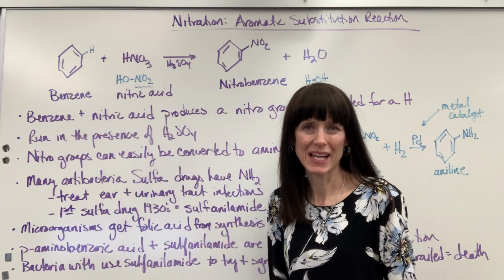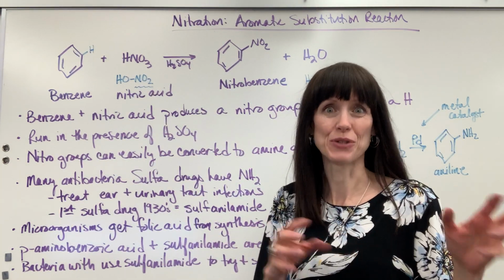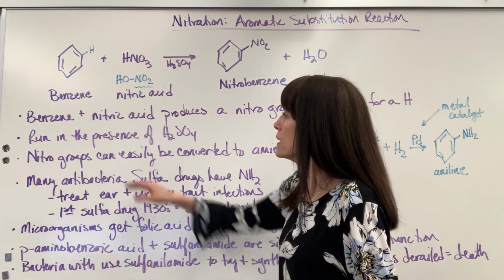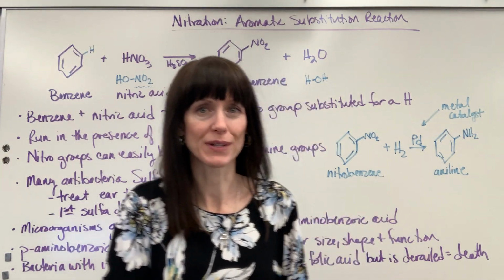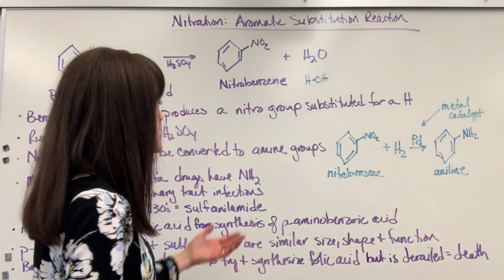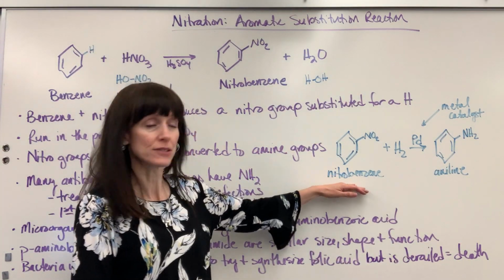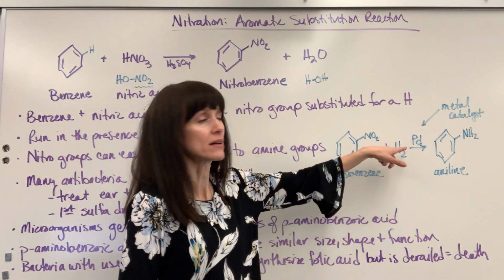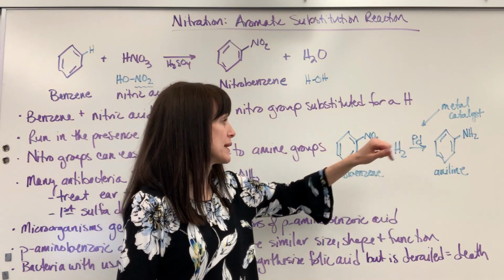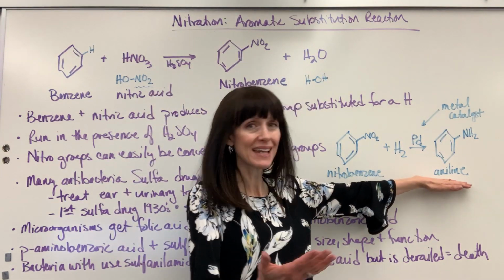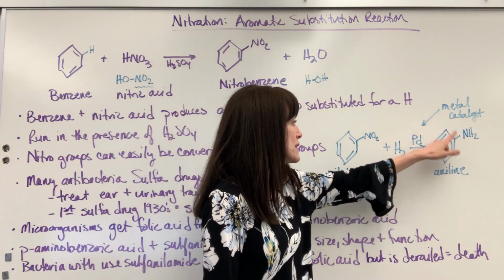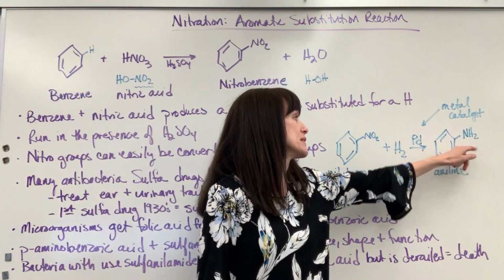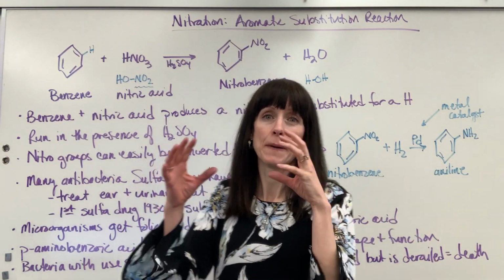Now, some examples. I'm going to lay a foundation and build my way to giving a pretty cool example with sulfa drugs. Nitro groups can easily be converted to amine groups. Here is an example. I can take that nitrobenzene, add hydrogen to it, and run it in the presence of a metal catalyst. So there's the palladium, and it's going to produce aniline. It's going to be the benzene with the amine group, that NH2 on it.